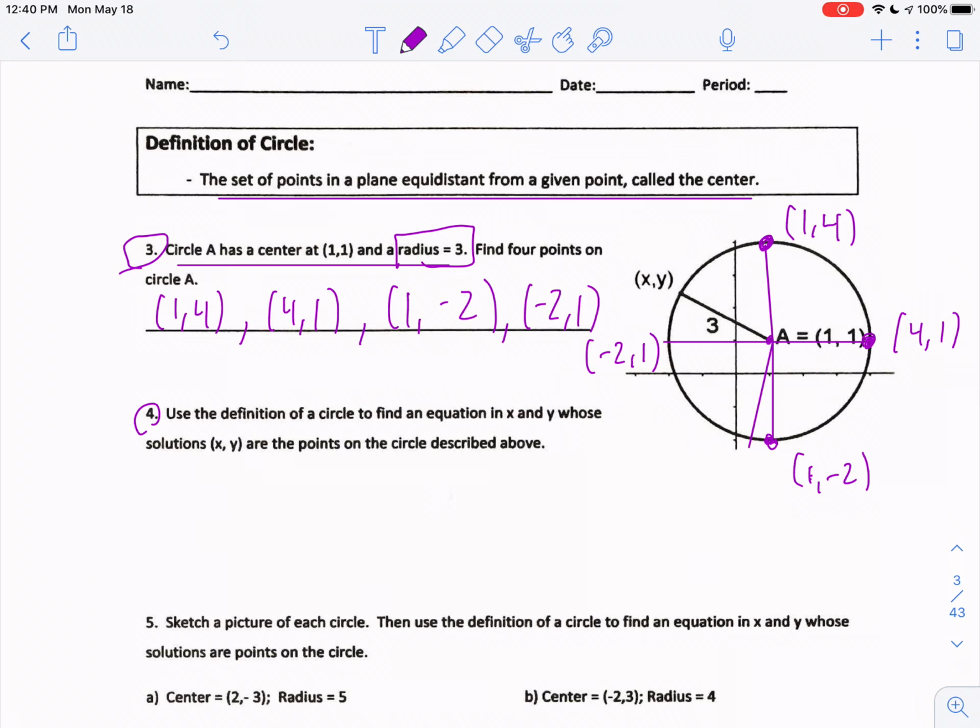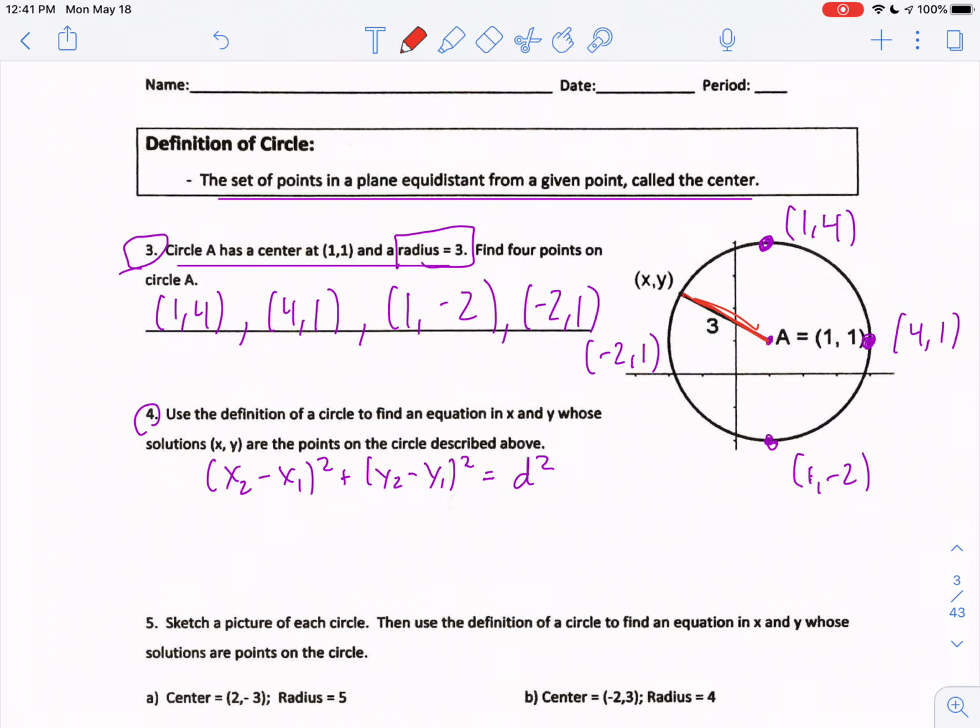So let's just start by using the distance formula as my setup. So we're gonna go x2 minus x1 squared plus y2 minus y1 squared equals d squared, right? Where d is the distance. So just a friendly reminder, you can always create a right triangle here. So if I wanna know what this is, create that right triangle.